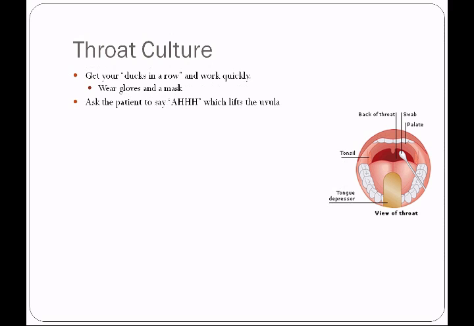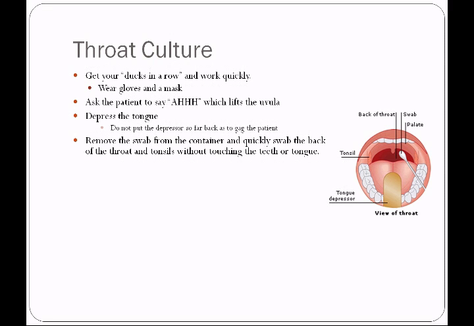You are going to ask the patient to say ah, and this is going to lift the uvula, the little punching bag, in the back of the throat. You'll quickly depress the tongue, but don't put the depressor so far back that you gag the patient. Remove the swab from the container and quickly swab the back of the throat. Swab also the tonsils, but do not touch the teeth, and also do not touch the tongue.